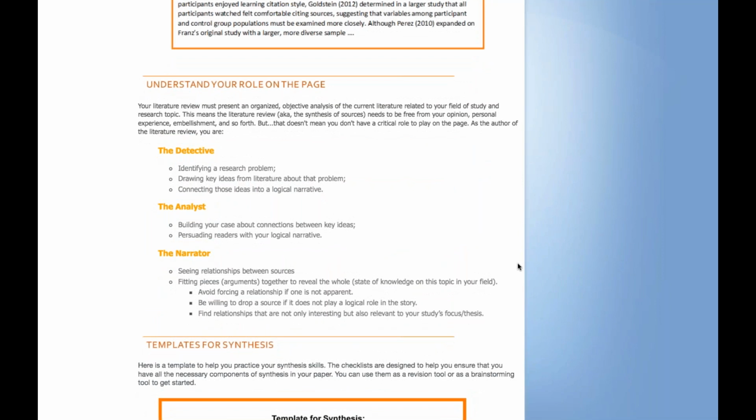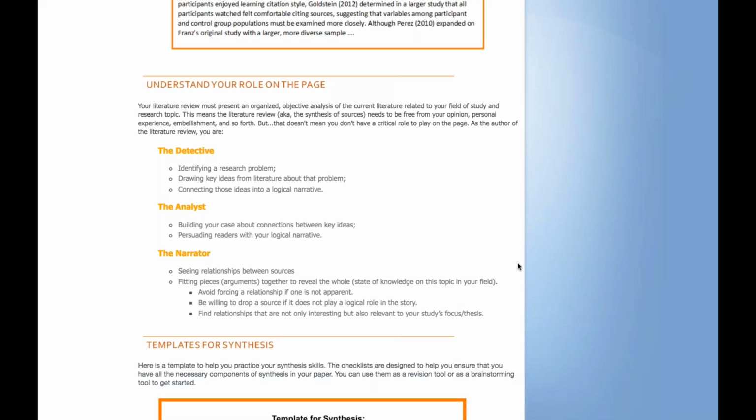Something that can help when you're performing your literature review is understanding your point of view. So we've talked a lot about how synthesis has to include your opinion. What does that mean? That means that you have to decide which of these roles that you play when you're presenting your literature review to your reader. Are you the detective, identifying a research problem, drawing key ideas from the literature about that problem, and connecting those ideas into a logical narrative?